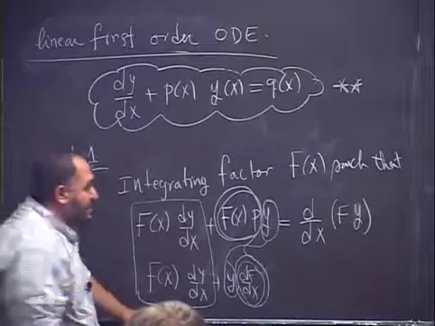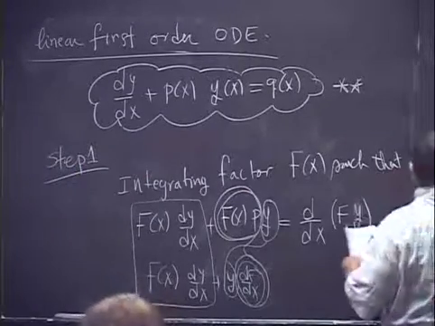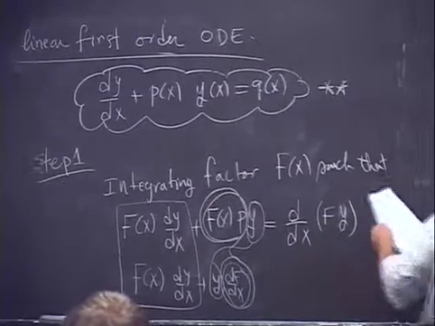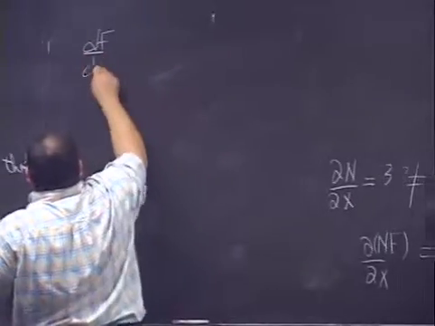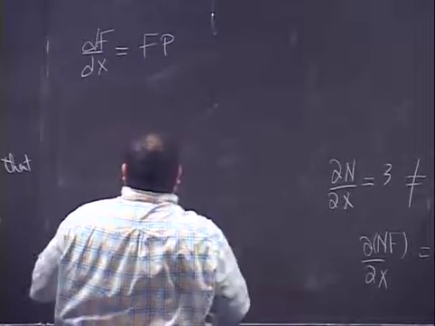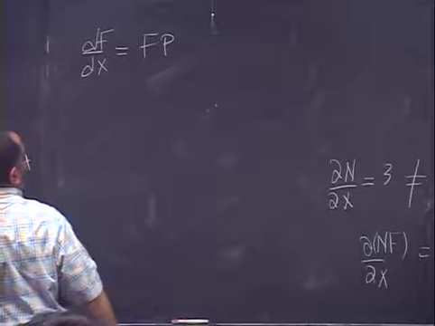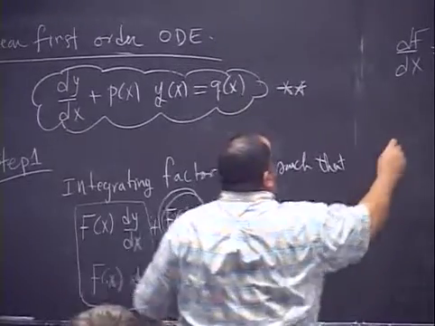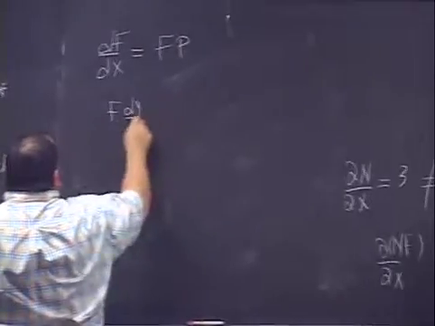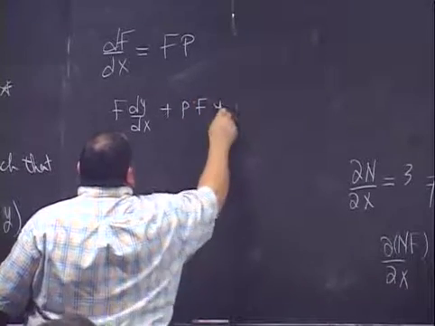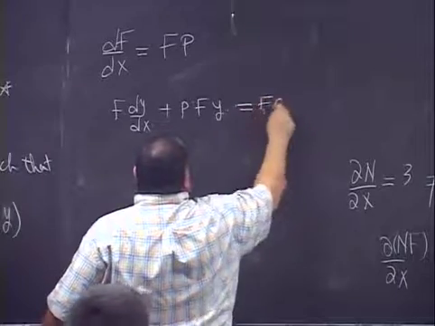Yes, guys? So you require that df by dx should be equal to f multiplied by p, in order to make it an exact differential. Why do we want to make it an exact differential? So that if we multiply both sides by f of x, this would be f dy by dx plus p multiplied by f multiplied by y equal to fq.